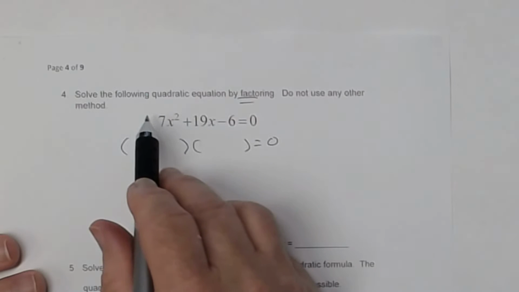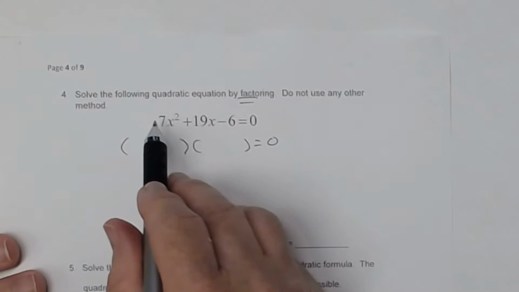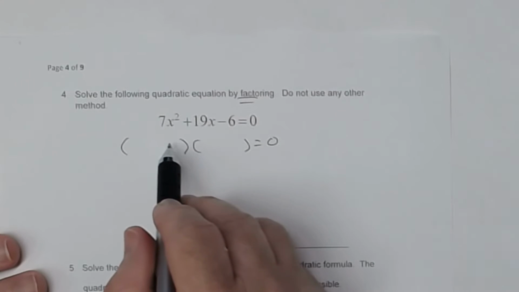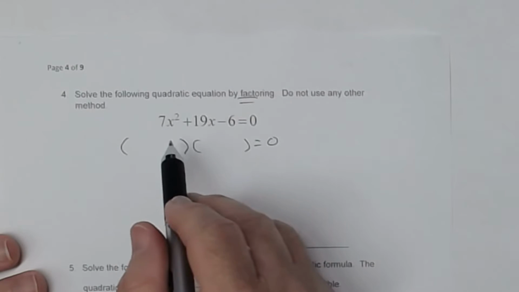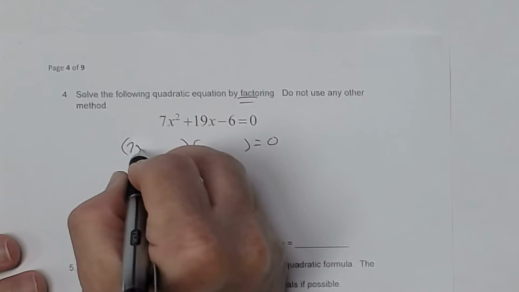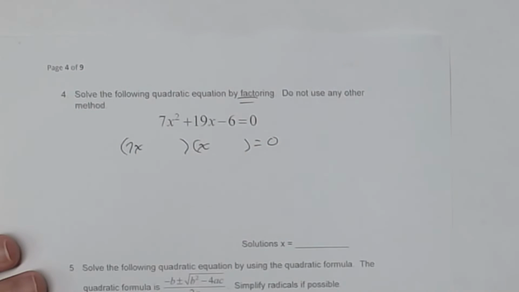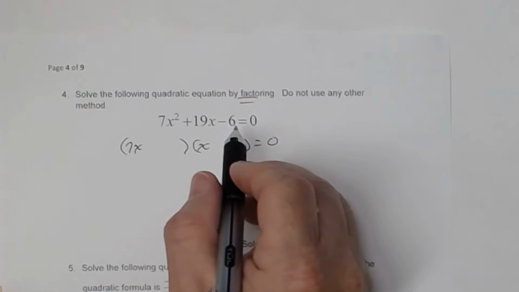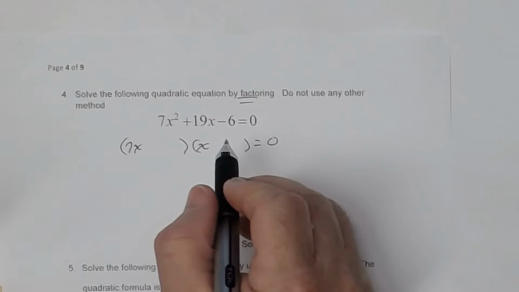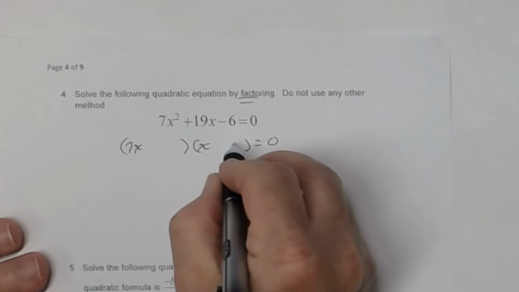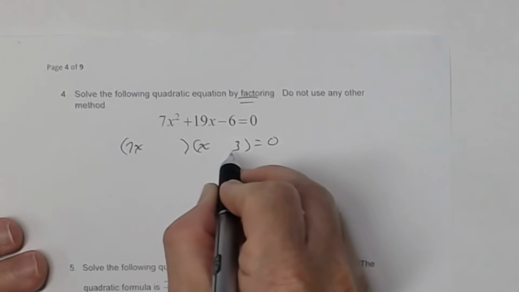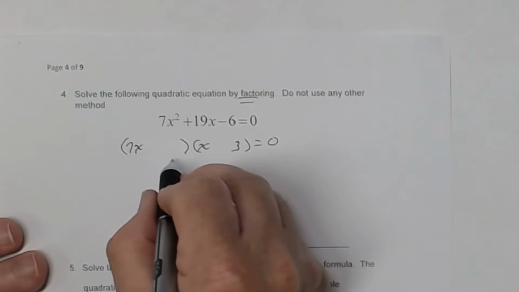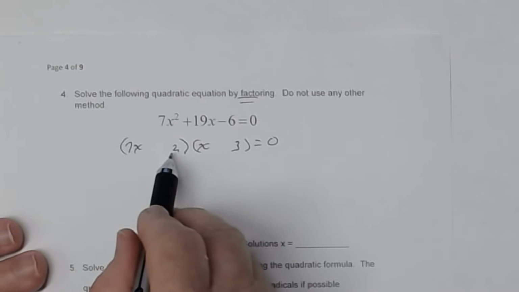Okay, so this is not that bad because the coefficient of x squared is 7, which is prime. So the only two factors of 7 are 7 and 1. So I'm going to say 7x and then 1x. Now for 6, there are two possibilities. You could say 6 and 1, 3 and 2. I'm going to use 3 and 2. And the one that's going to work will be where the 3 is in this second factor, and then the 2 is in this factor.